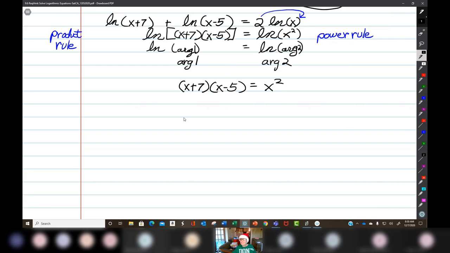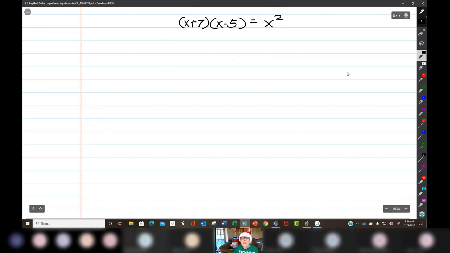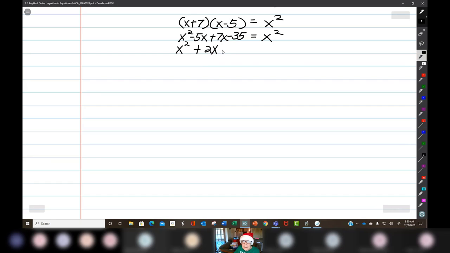Now we're going to solve this. x squared minus 5x plus 7x minus 35 equals x squared. So x squared plus 2x, negative 5x plus 7x is positive 2x, minus 35 equals x squared. This is a quadratic equation, so we have to pull everything over to one side. We subtract x squared, and we subtract x squared.